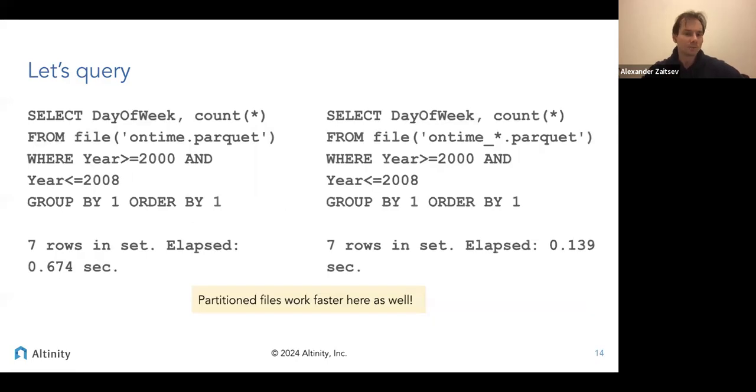We can go to more complicated queries. Here we are running some grouping, to figure out the distribution across days of the week for several years. If we go to a single file on the left, we get the result in 600 milliseconds. And if we go to our partitioned multiple files, we get the same result, but 5 times faster, which is remarkable. The performance testing will be done in more detail a little bit later. For now, let's just remember this interesting fact.